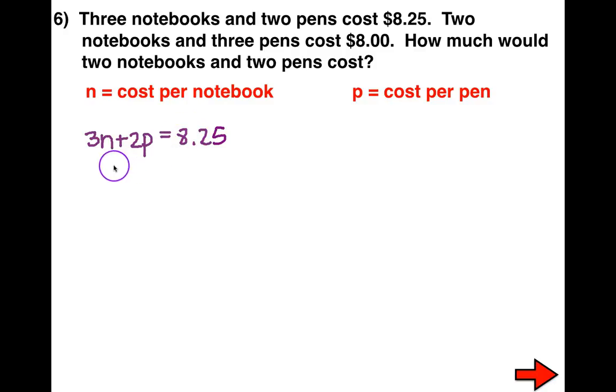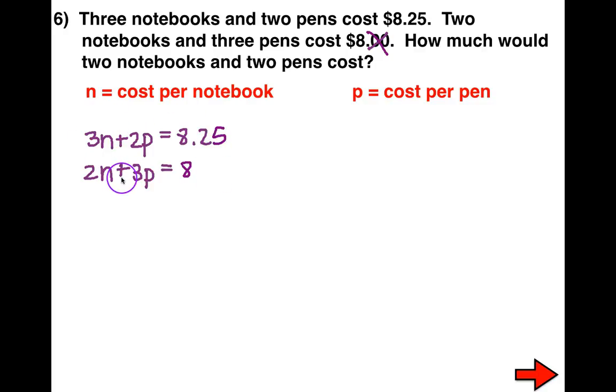Now the second one is 2 notebooks, so I'm going to put 2N and 3 pens, so that's going to be plus 3P, cost $8, so I'm just going to put plus 8. Notice the 2 zeros is not necessary at all. Leaving it in there is just going to make it a little bit more work when you're multiplying numbers and things like that. So just leave them off, it's not necessary.